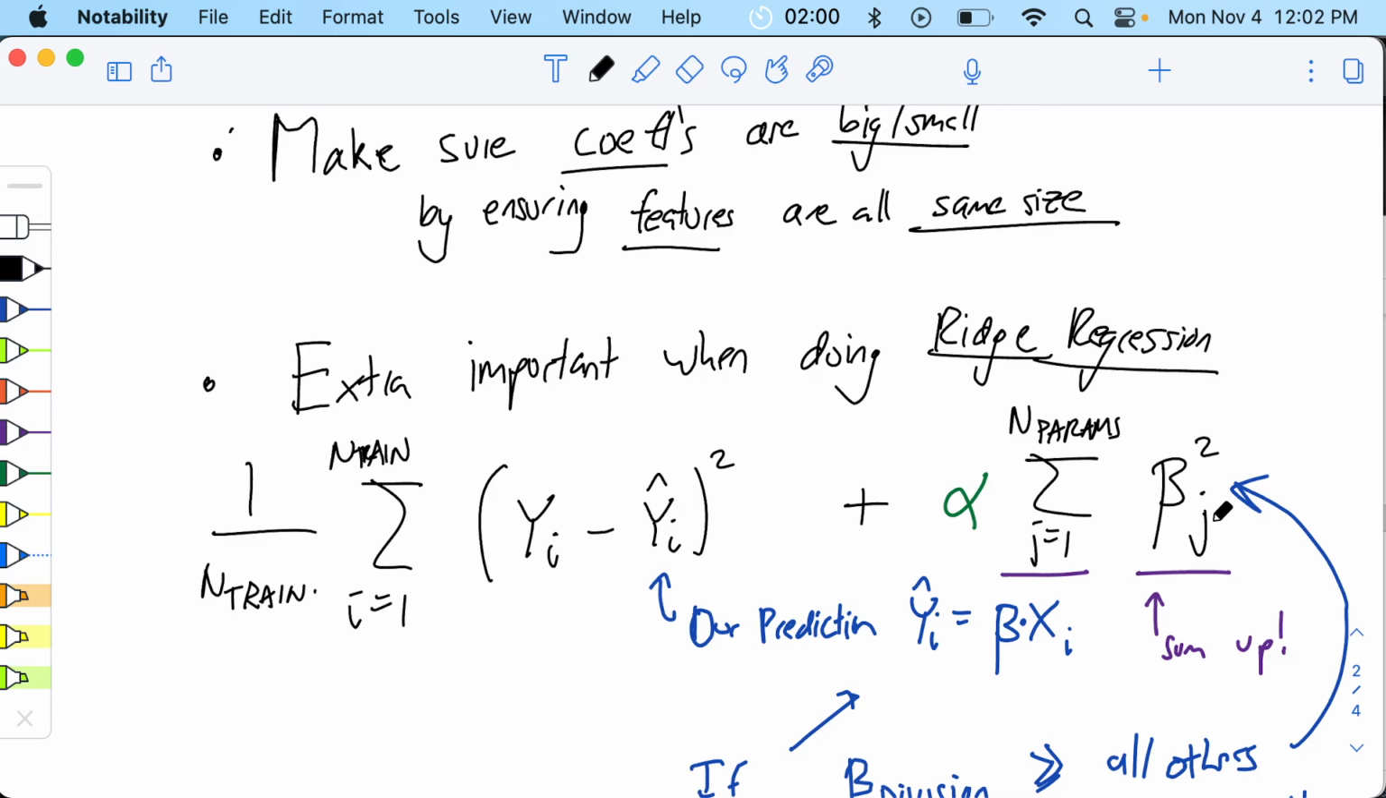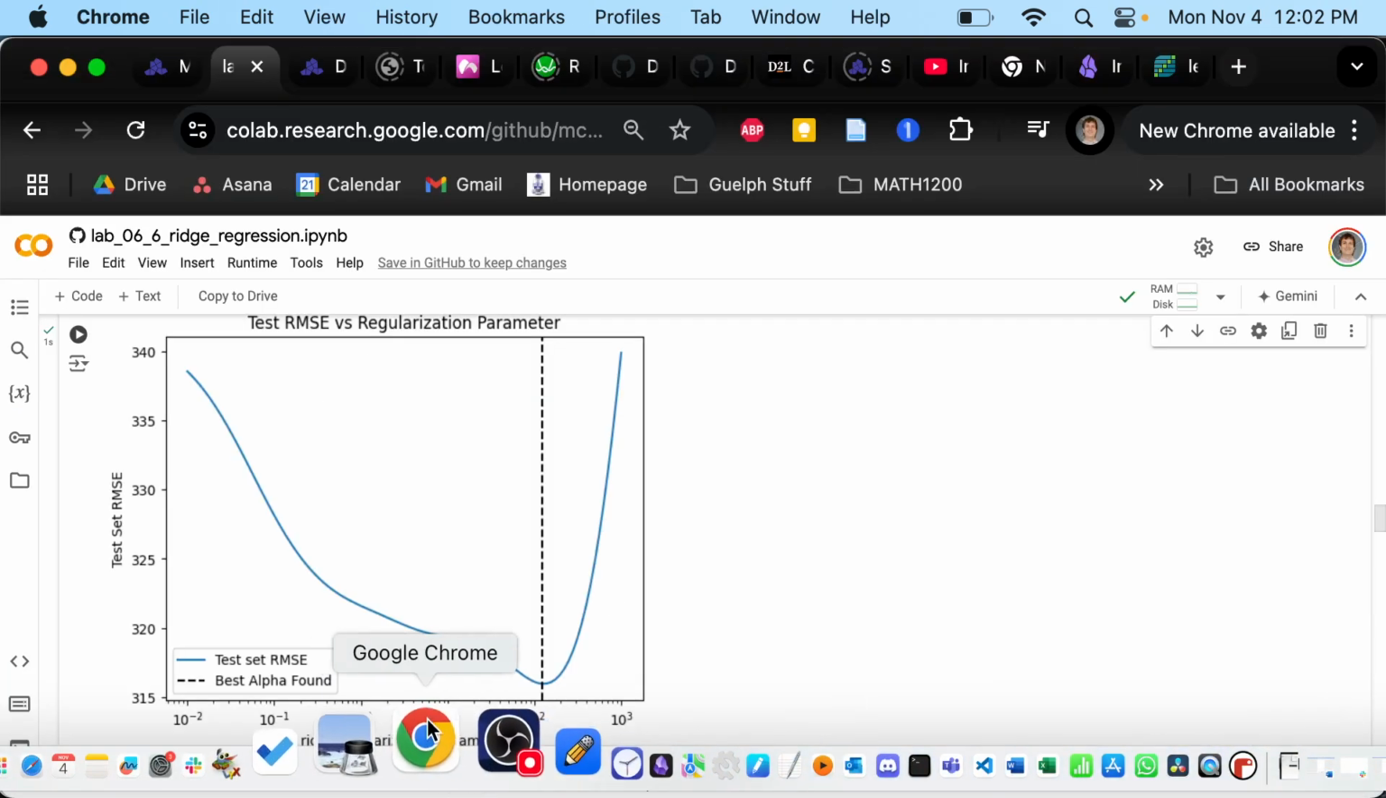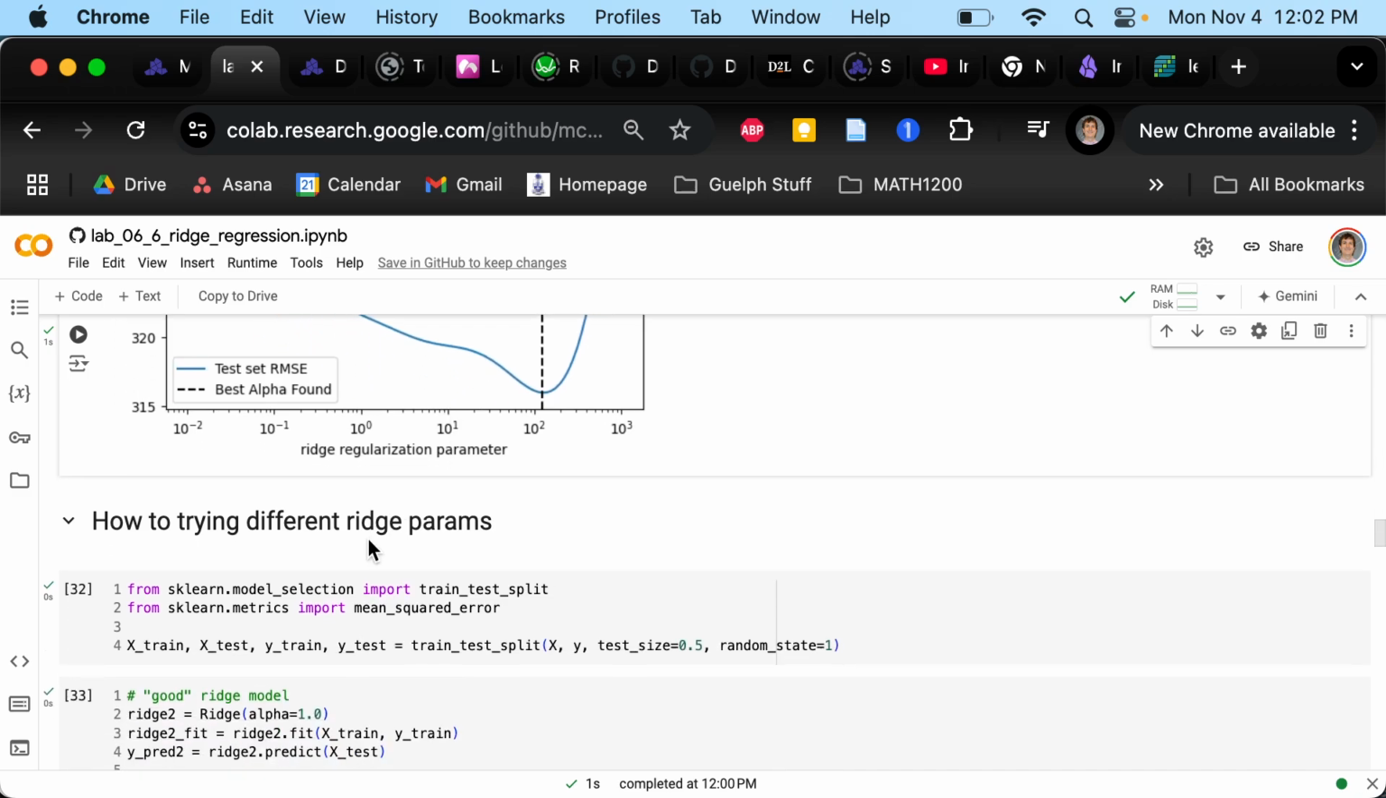So we're going to do this lasso stuff. That's going to be next class. So if you don't know what lasso is yet, you will know next class. Okay. What else can you do? I have a couple other things in here.